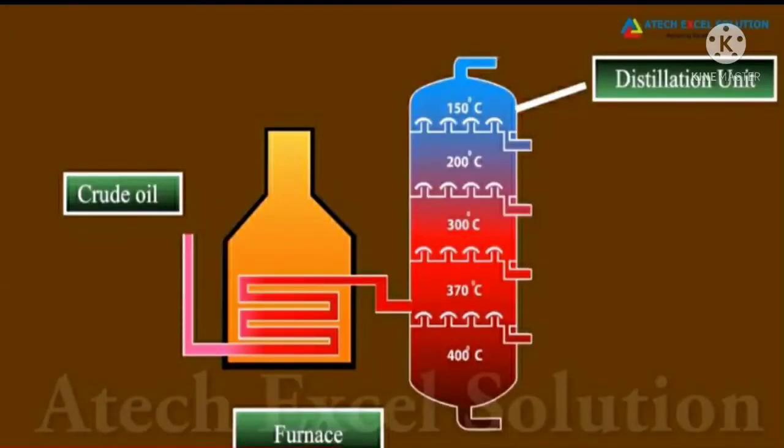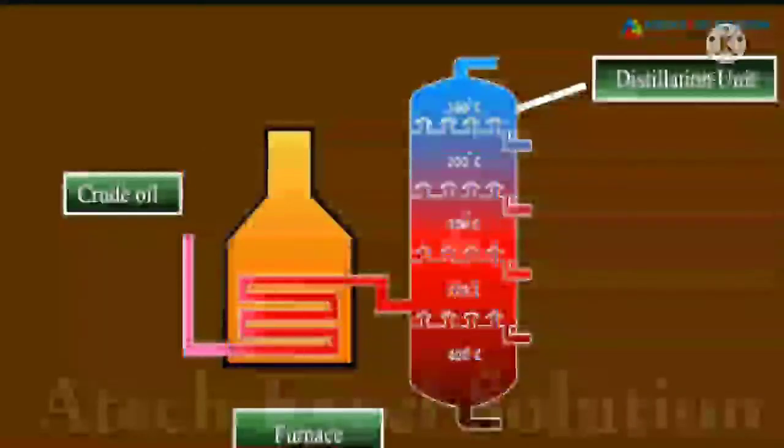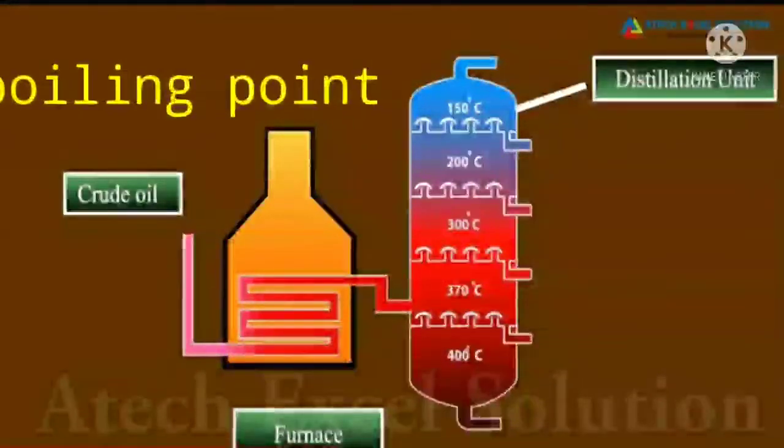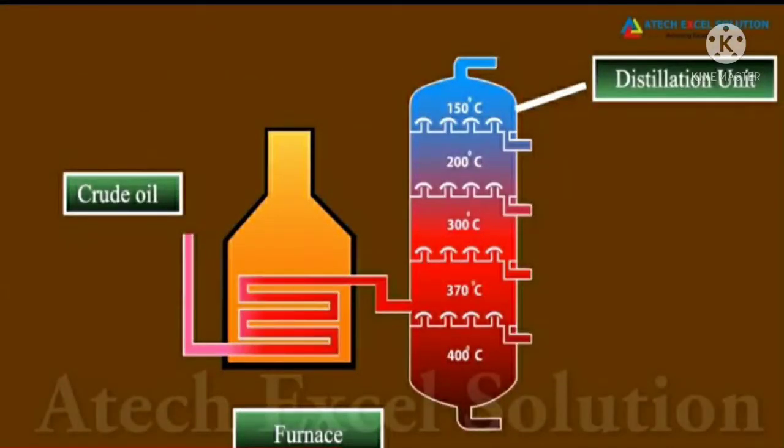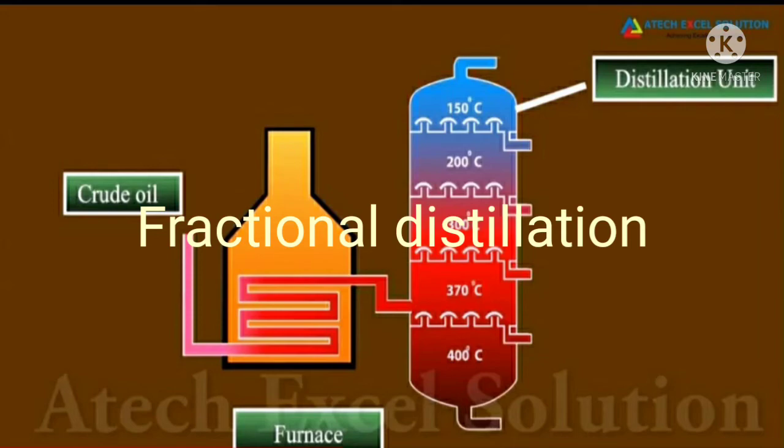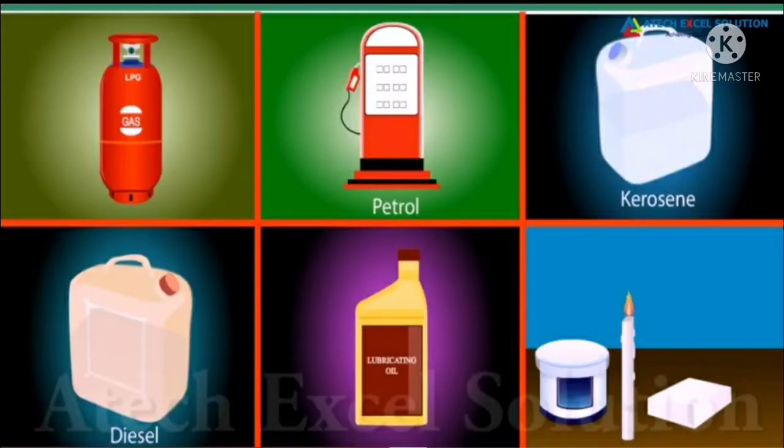Petroleum is a complex mixture. Petroleum refining means separating its components, and it is carried out at petroleum refineries. Various constituents of petroleum must be separated on the basis of boiling point. The method of separating components based on difference in boiling point is called fractional distillation. Some of the various constituents of petroleum are petroleum gas in liquid form, that is LPG, petrol, kerosene, diesel, lubricating oil, paraffin wax, bitumen, etc.